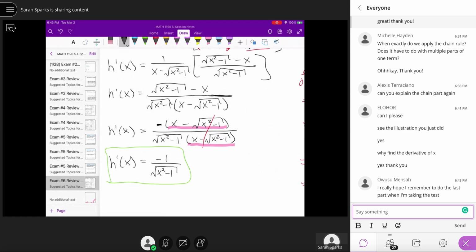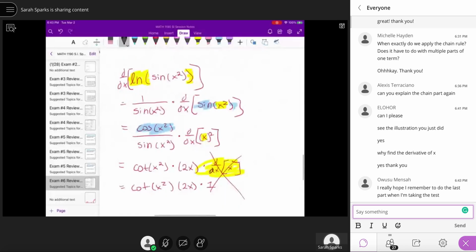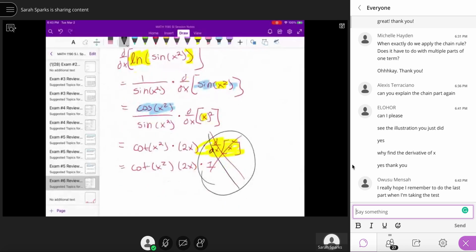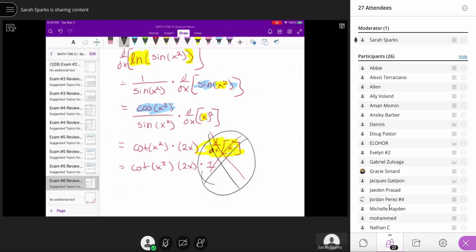That last part, when you're on the test, you don't have to remember this part. That's just for illustration purposes. So if you're talking about that, you don't have to do that.